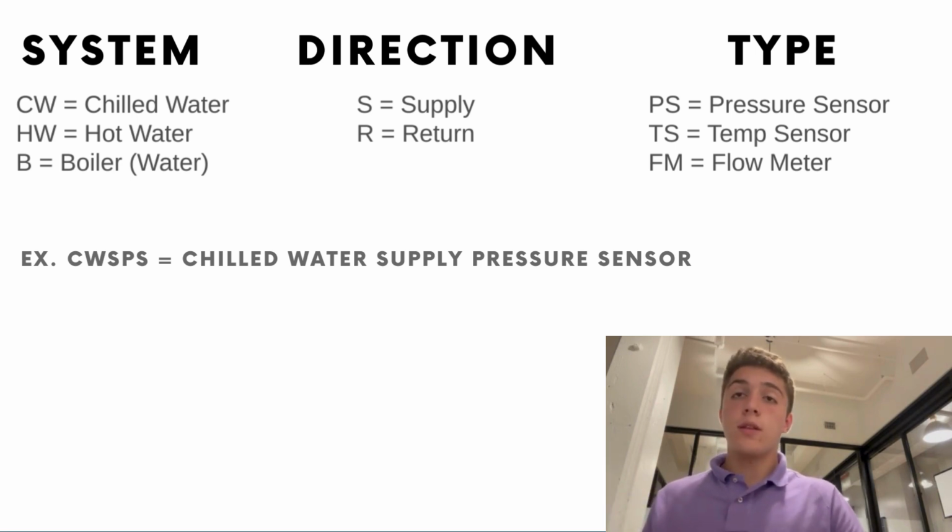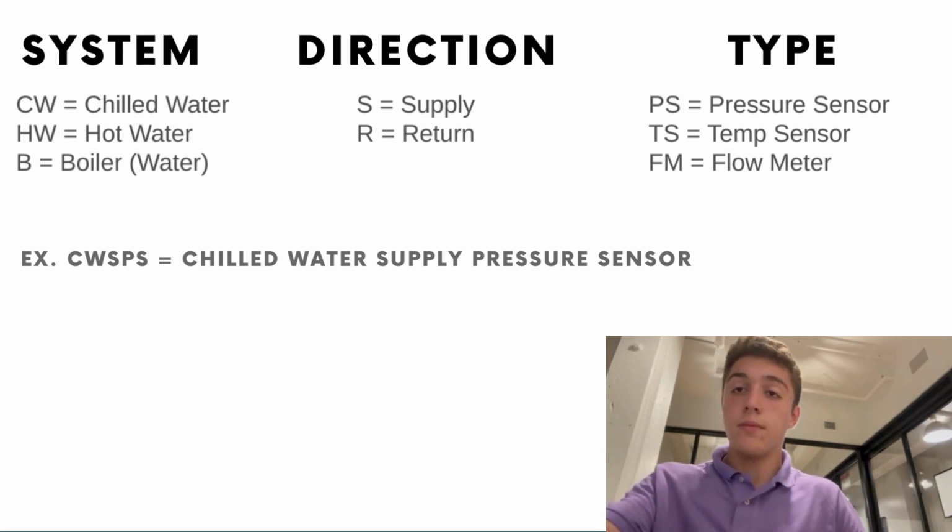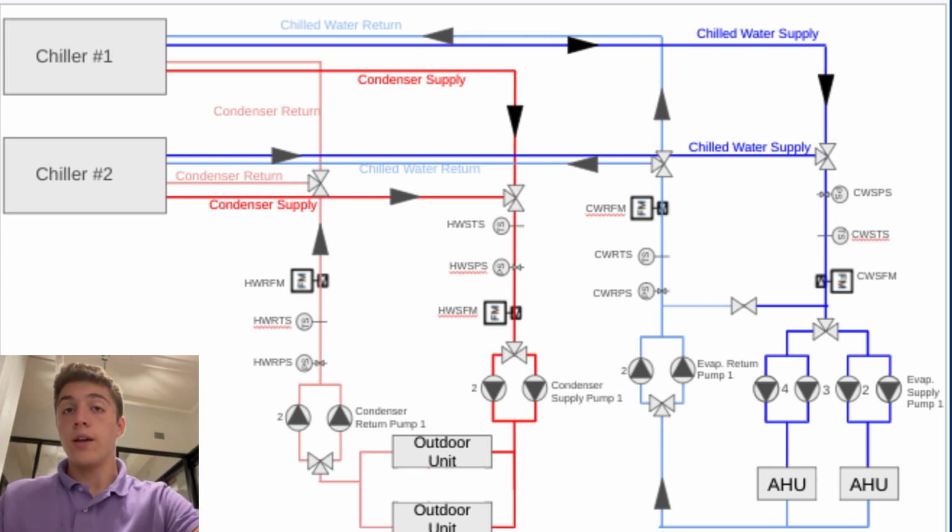So each one of these is going to be a combination, and you're going to see that next to the points in the diagrams. Next up is a water flow diagram. A water flow diagram shows how the water flows in the building from the chillers to the AHUs and outdoor units. Keep in mind that even though these are called outdoor units, in my case, they're going to be inside on the Chrysler building's mechanical floor.